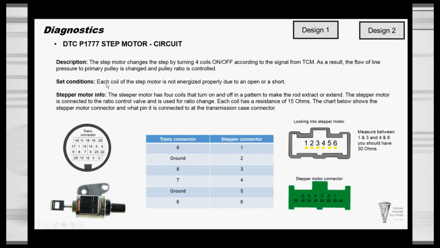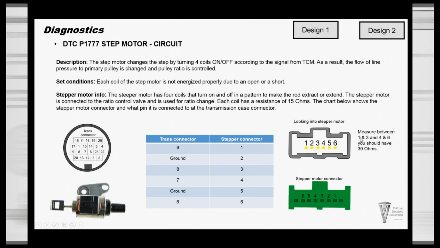The set conditions for this code say each coil of the stepper motor is not energized properly due to an open or short circuit. Each coil inside the stepper motor is going to have 15 ohms of resistance. So let's just say we want to test the stepper motor on the bench. Here's our look into the stepper motor connector right here. It's very easy to do.